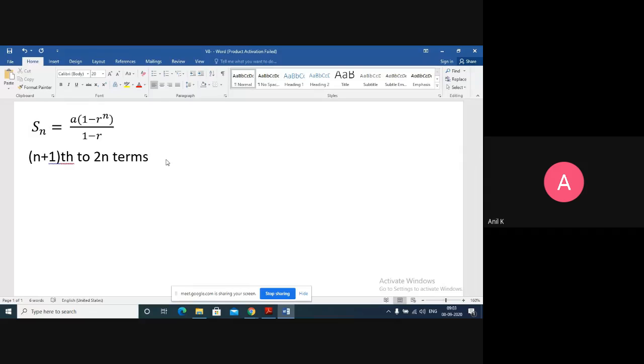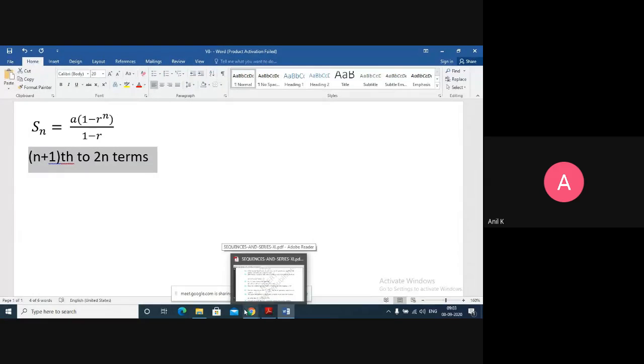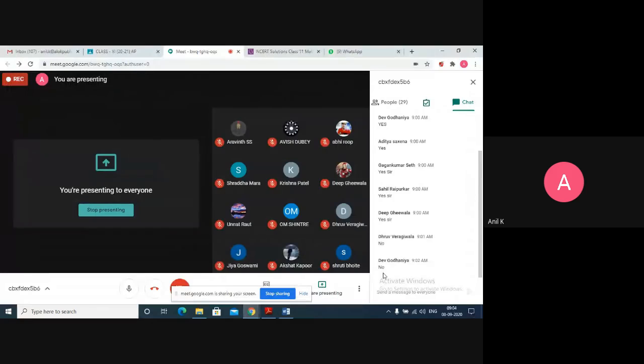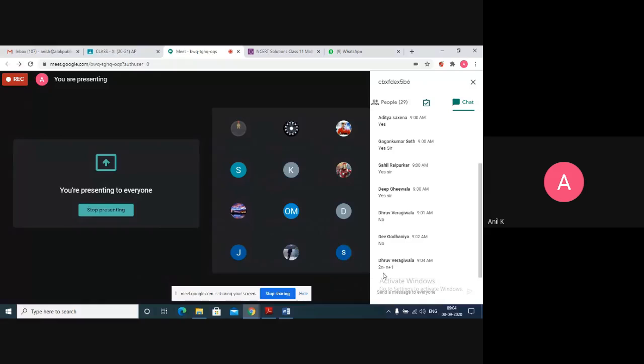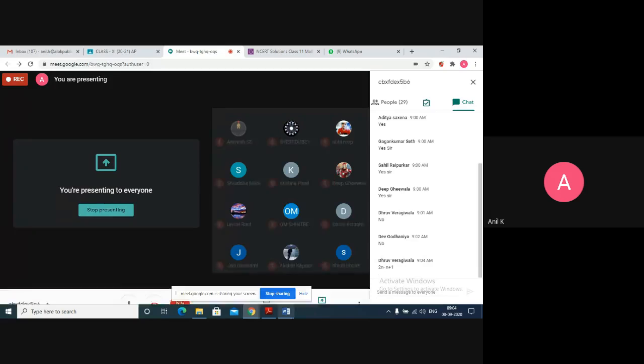then I have to find the ratio of Sn upon the sum of these values. Can anyone tell me, from n plus 1th term to 2n terms, how many terms will there be in total? The number of terms will be from n plus 1 to 2n. Can I say it will have only n terms? From n plus 1th term to 2n term, there will be a total of n terms.